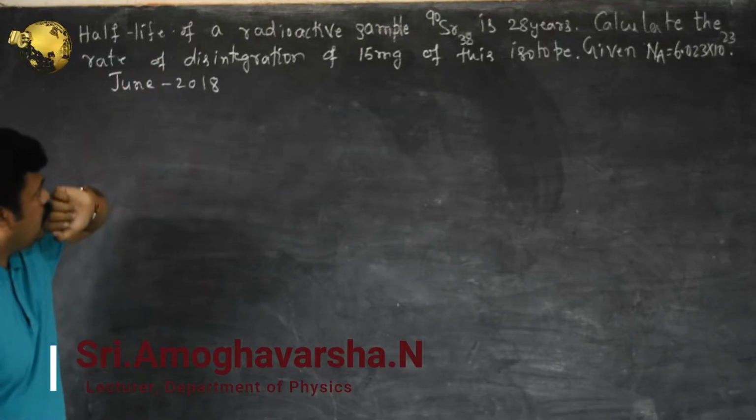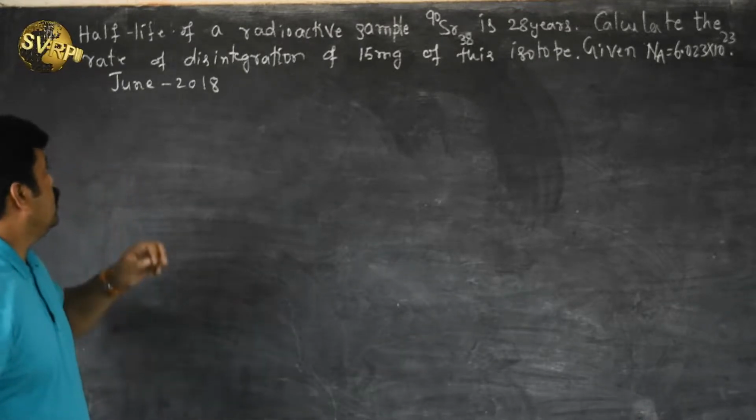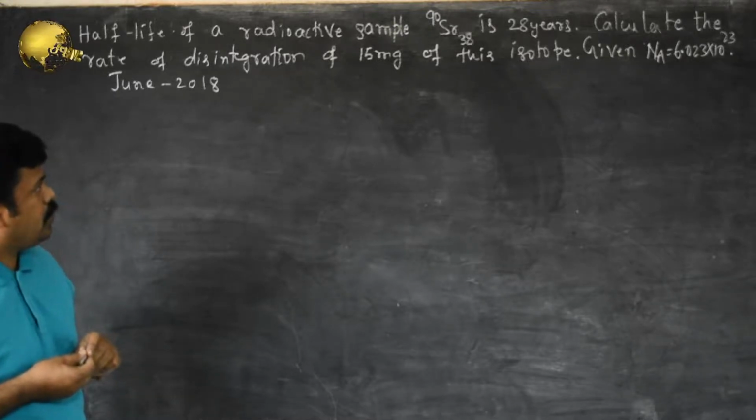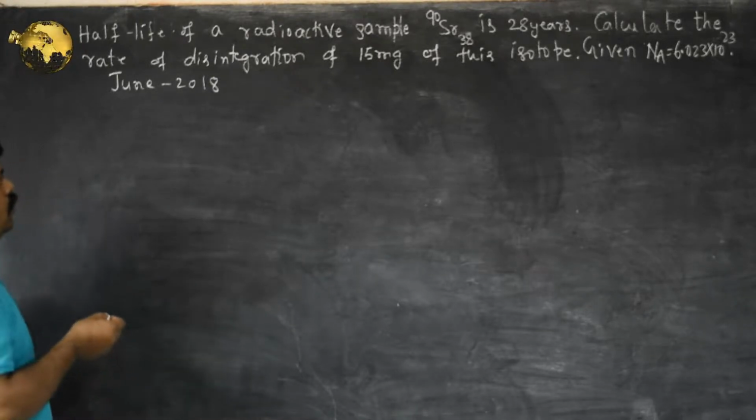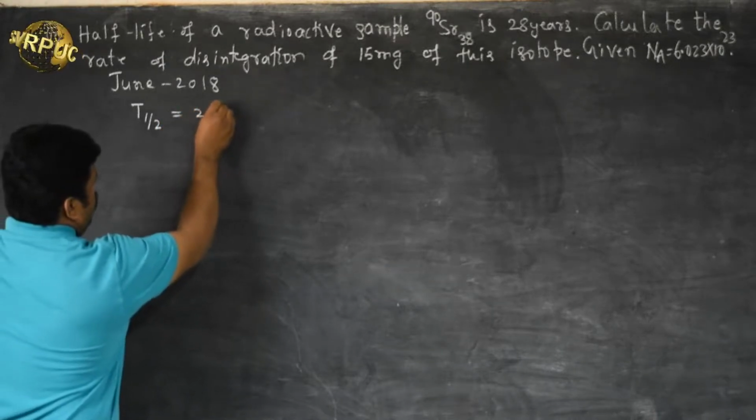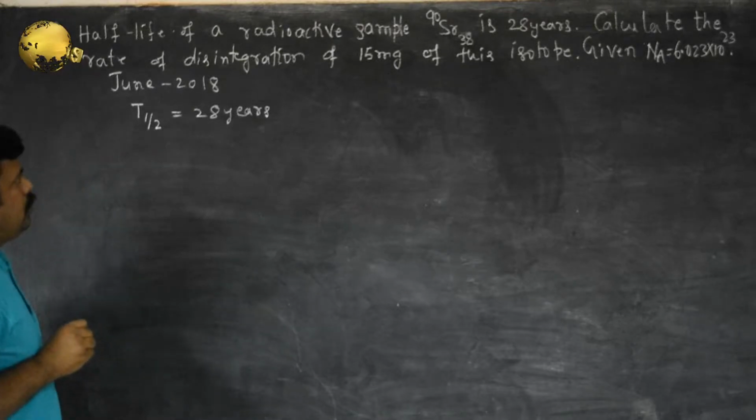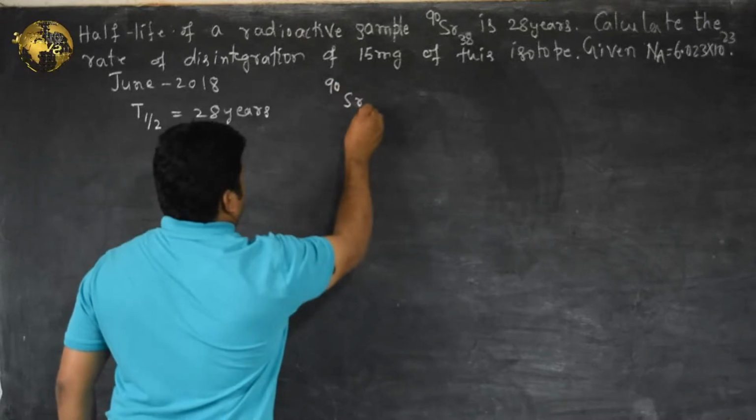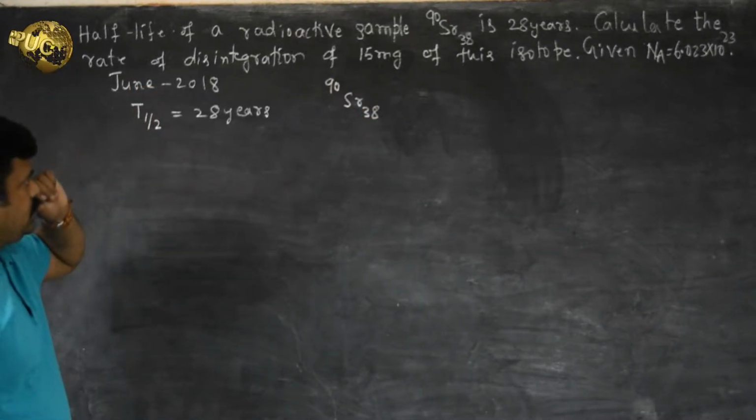The question on radioactivity. It says the half-life of a radioactive sample, strontium-90, is 28 years. So the half-life, which we represent as T half, is equal to 28 years. Strontium. Calculate the rate of disintegration.